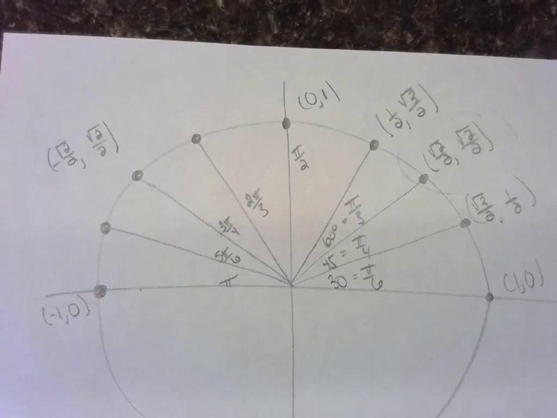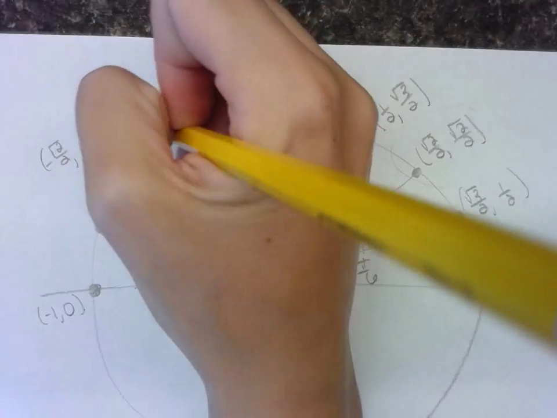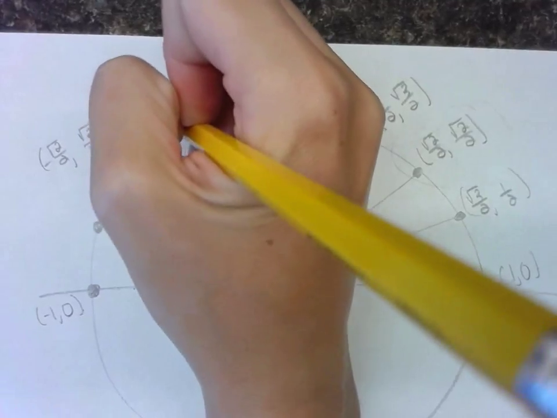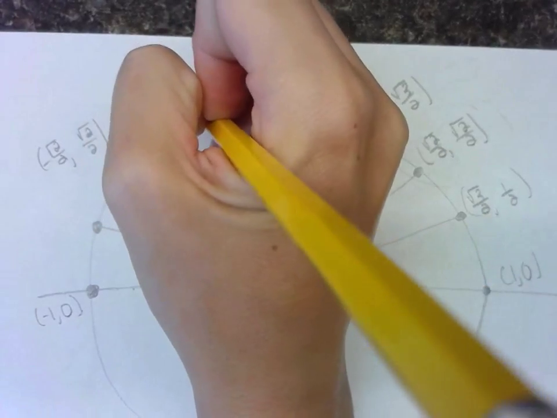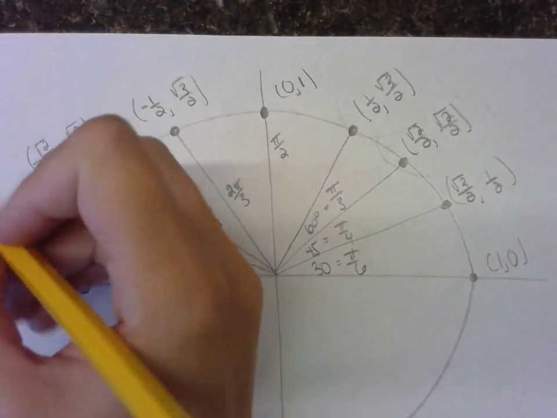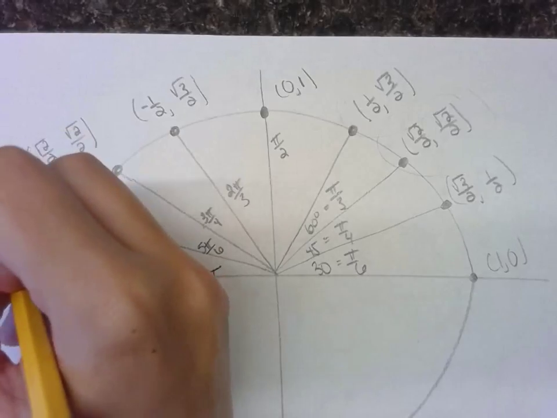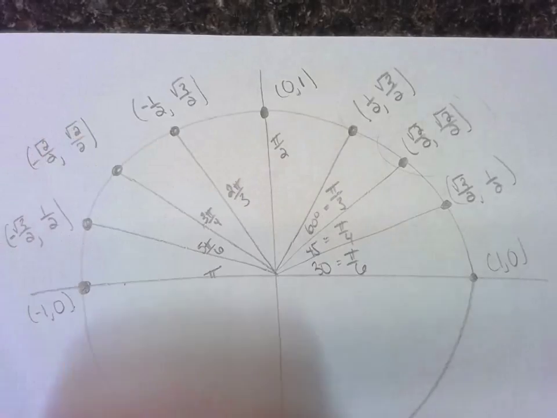For 2 pi over 3, again, this is still cosine, sine. So it's going to be this point. It's going to correspond to the pi over 3, except one is going to be negative. Again, the x will be negative. So this would be negative 1/2, square root of 3 over 2. And then your 5 pi over 6 would be negative square root of 3 over 2, and then 1/2.